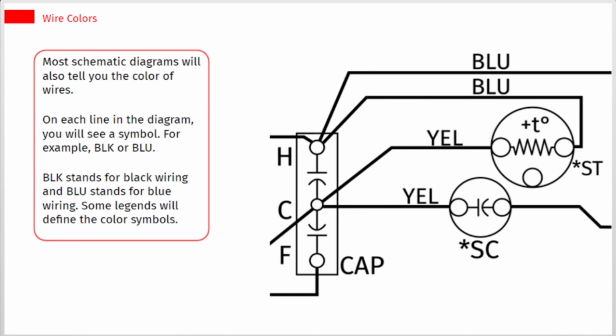Most schematic diagrams will also tell you the color of wires. On each line in the diagram, you will see a symbol. For example, BLK or BLU. BLK stands for black wiring and BLU stands for blue wiring. Some legends will define the color symbols.